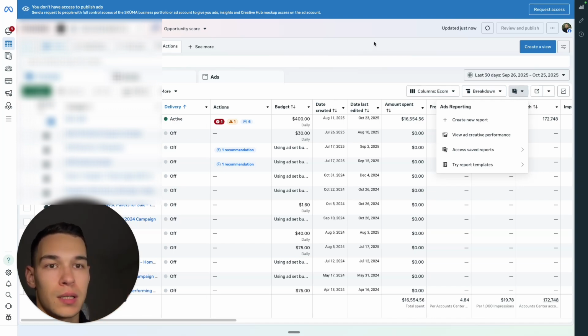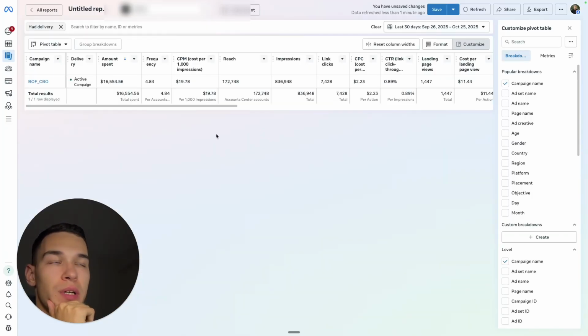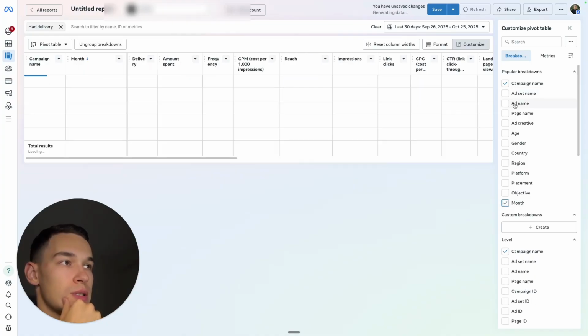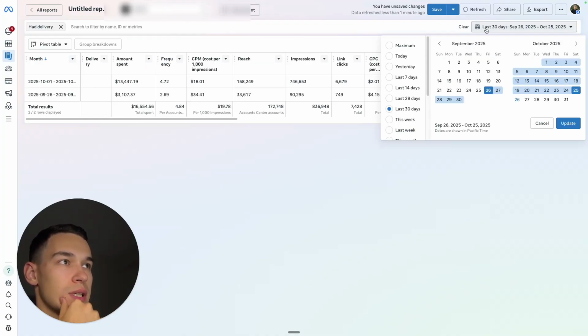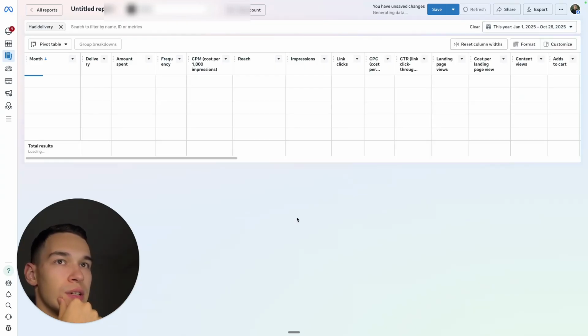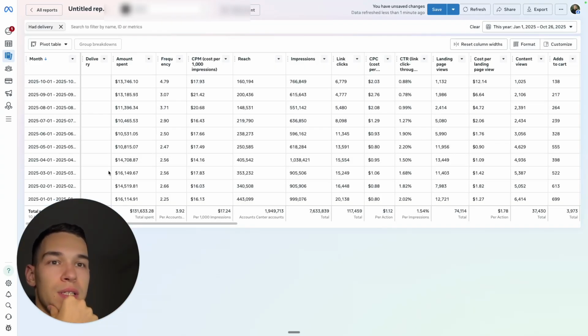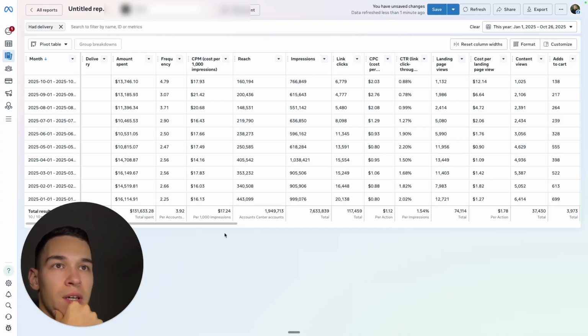Now let's get back to the ad account and actually create a report to see how this business is doing month over month throughout this year, to see maybe we can find any problems. Once we've opened and created a new report here, I recommend you choose months here and delete the campaign name. We can close this and then select this year. All right. Now we can see the breakdown and the spending amount and all the frequency stuff, everything for this year, basically 2025 since January.